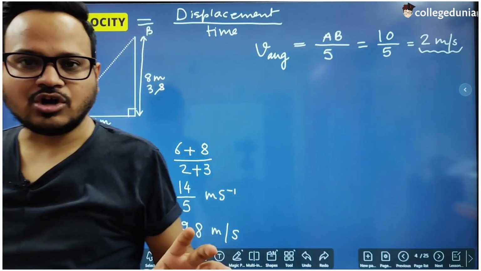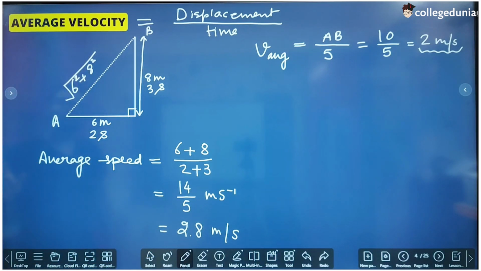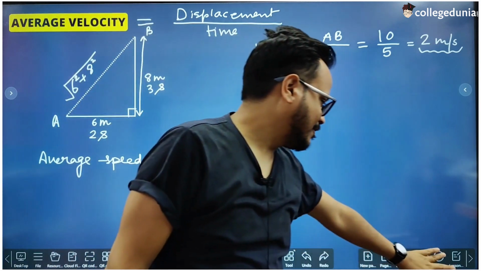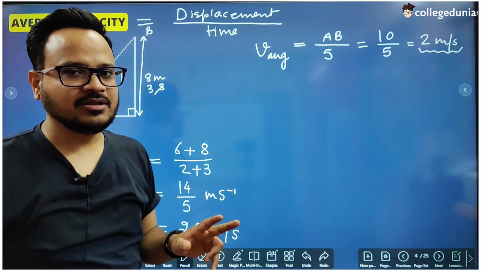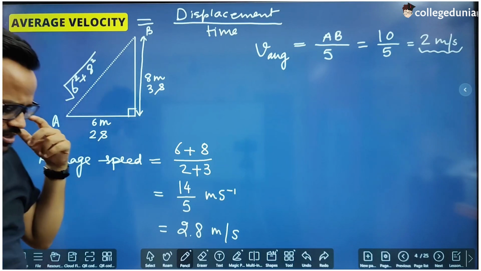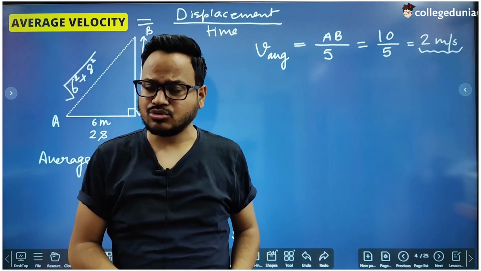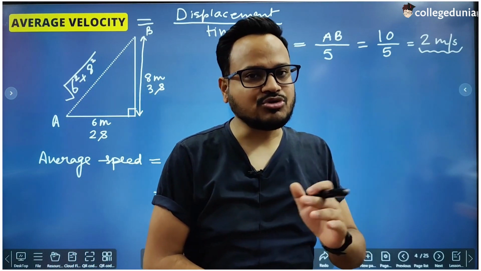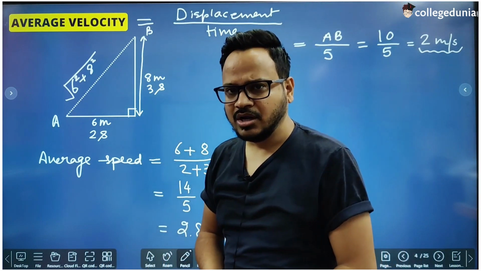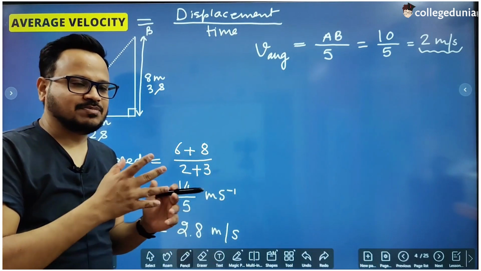Average velocity is displacement over time and average speed is total distance traveled by total time taken. Unit of both of these is meter per second, but speed is a scalar quantity because it is distance upon time and distance is a scalar quantity. So speed has no direction. But velocity is a vector quantity because it is displacement over time and displacement is a vector quantity. And the direction of velocity depends on the direction of displacement.